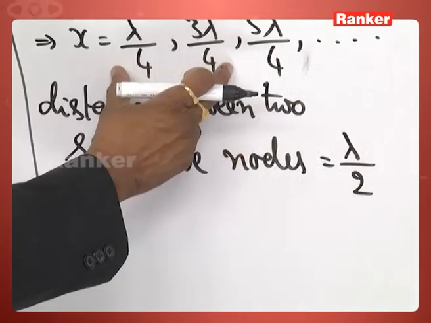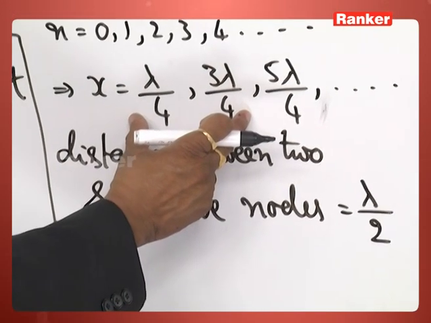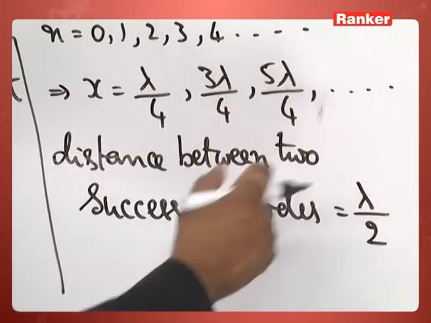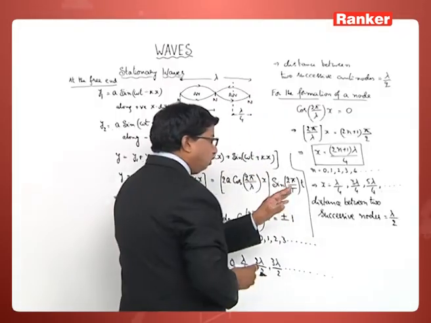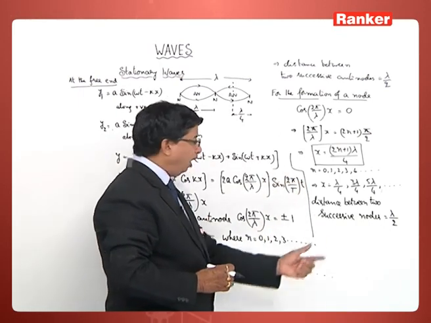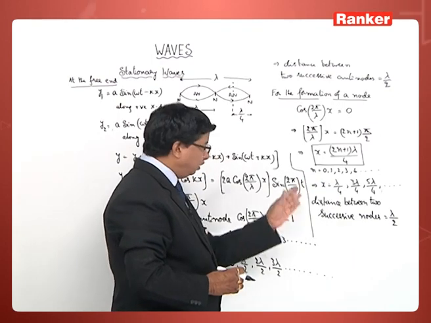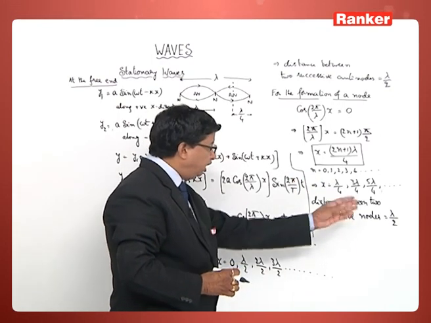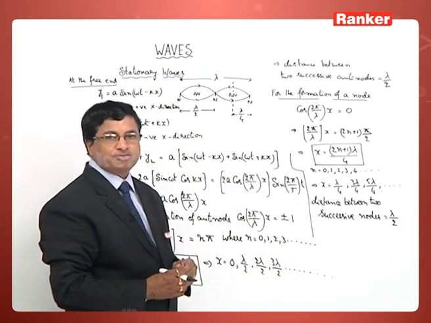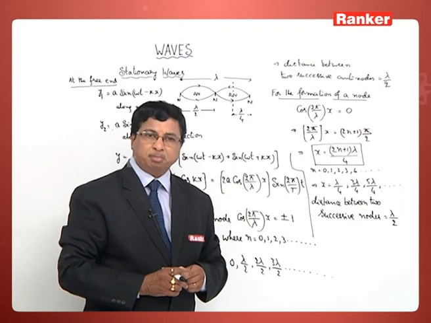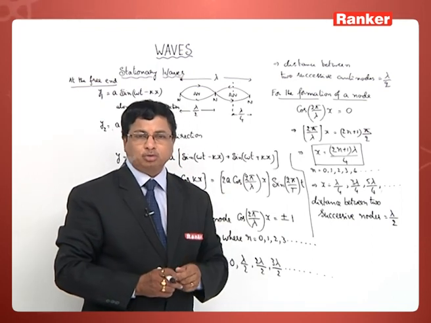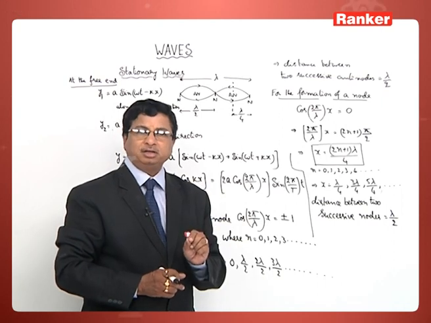Check this one, 3 lambda by 4 minus lambda by 4. It is lambda by 2. 5 lambda by 4 minus 3 lambda by 4. It is once again lambda by 2, and so on and so forth. Any two successive node formation distances, if you take the difference of those two successive numbers, you will be getting lambda by 2. That already we have seen in the concept of a stationary wave. Whenever a stationary wave is being formed, the distance between two successive nodes or successive antinodes always will be lambda by 2.